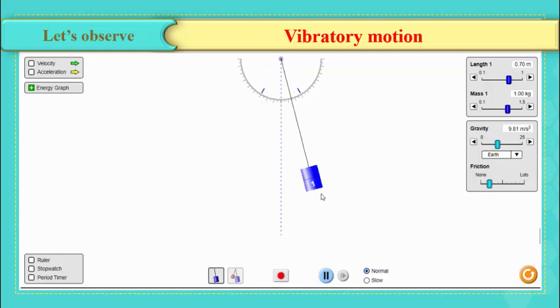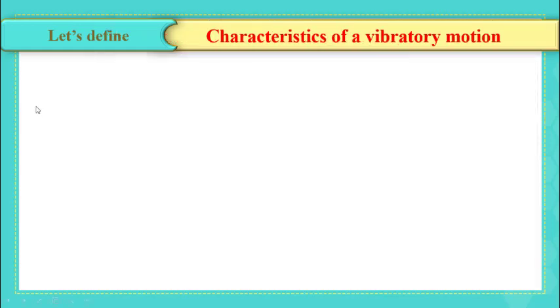You should take care that this is the case of no damping in the absence of friction, since in the presence of friction, the oscillatory motion damps gradually until it finally stops due to friction. In this chapter, we are interested in undamped vibratory motions. Let's identify now the characteristics of a vibratory motion.